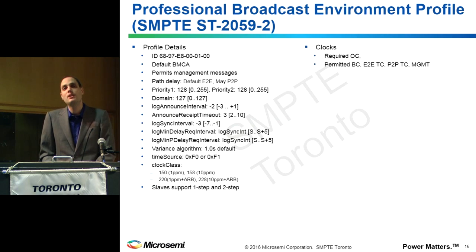The path delay is an interesting one. Path delay is available as both the default end-to-end as well as the peer-to-peer. It's good that you have the flexibility to do both end-to-end and peer-to-peer. One of the difficulties with that is interoperability. The end-to-end and the peer-to-peer are not interoperable. So that becomes the first challenge for an operator of this technology.